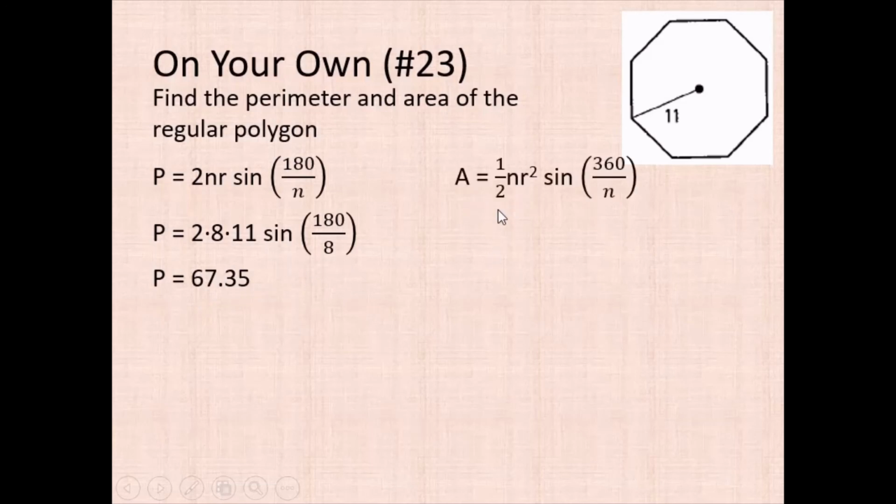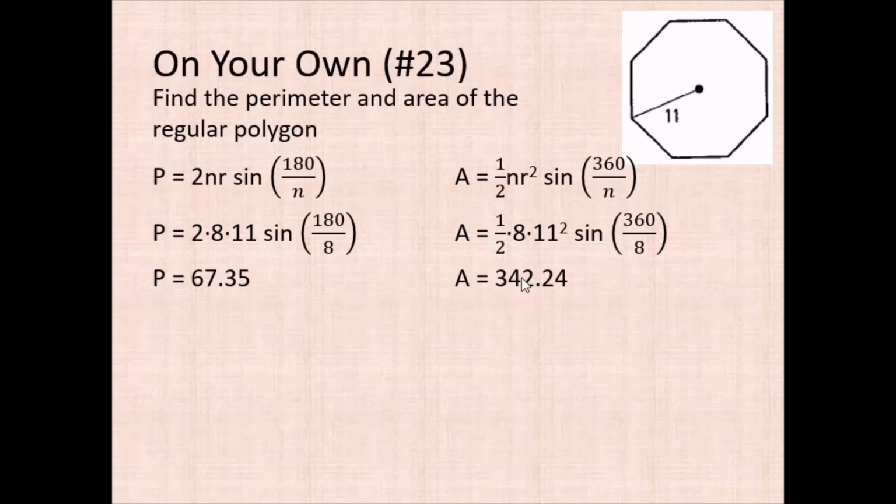Okay, and then our area, half nr squared sine 360 over n. N is 8 once again, r is 11 once again, and plugging this in, you should get 342.24. All right, that brings us to the end of our lesson.